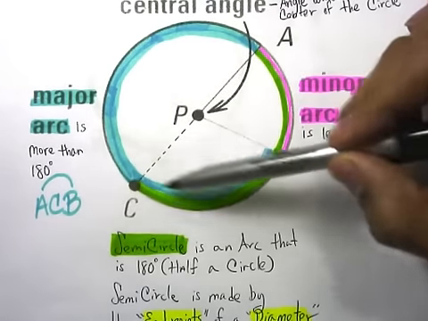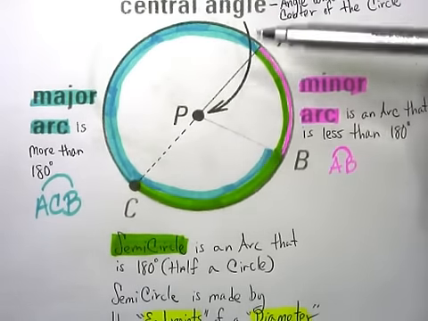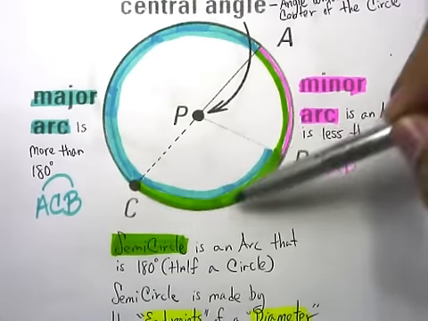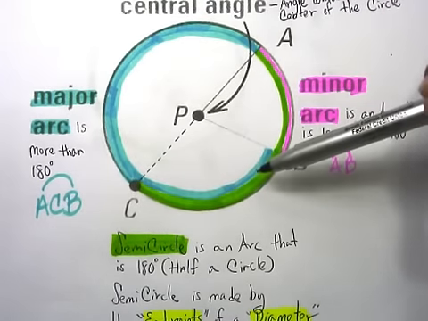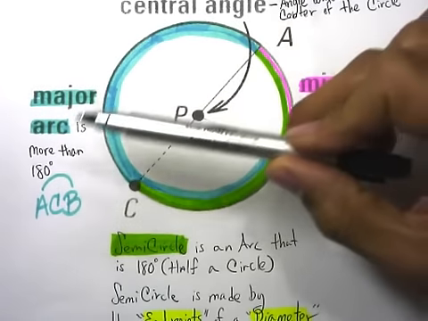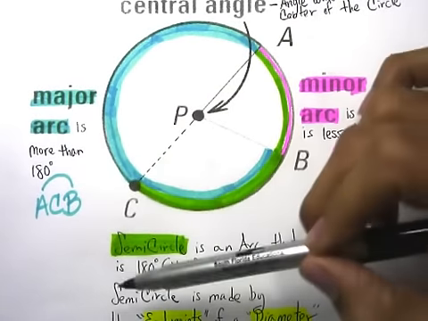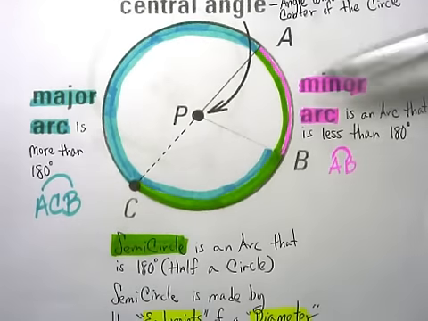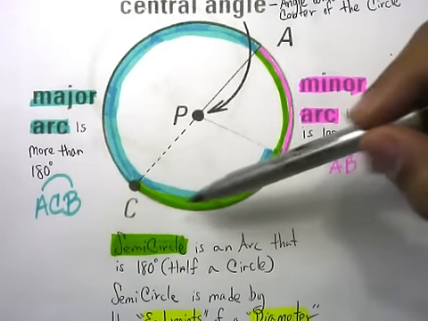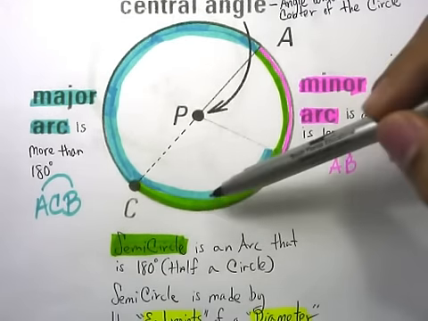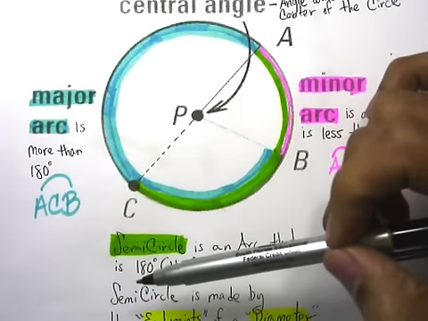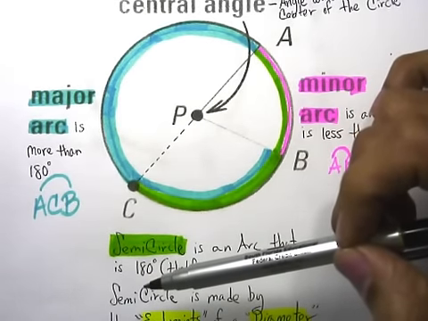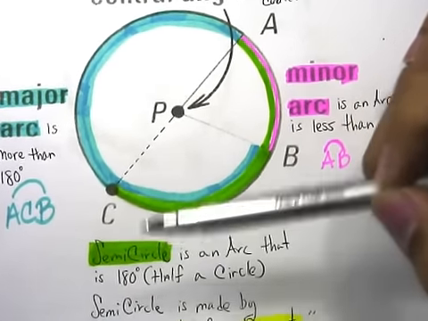And the name of my blue arc, of my major arc, is arc ACB. Arc ACB, going in the order of the arc A to C to B. And if you notice, when we're naming a major arc, we also use 3 letters. So when we're naming a minor arc, we use 2 letters. When we're naming a semicircle, we use 3 letters. And when we're naming a major arc, we also use 3 letters.